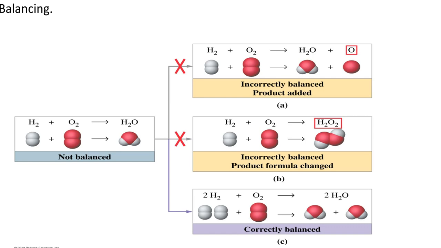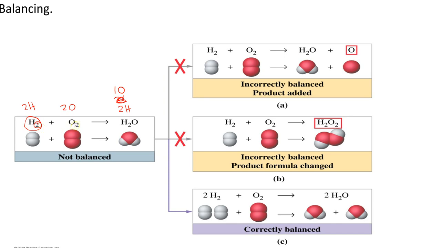So the basics of balancing is that what you're trying to do is make sure you have equal numbers of each element on the left and right side of the arrow. This is called the law of conservation of mass. So here we have 2 hydrogens, we have 2 oxygens. Here we have 2 hydrogens and 1 oxygen. The way I identify that, the subscript tells you how many you have.